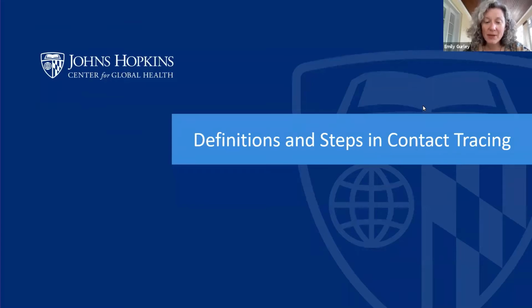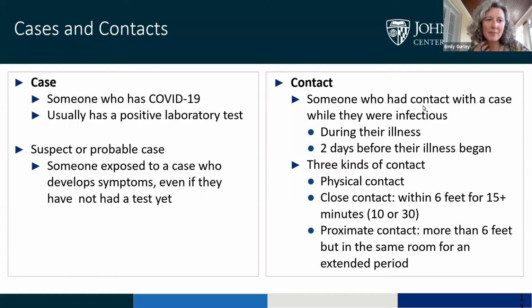So let's talk about just some basic definitions for contact tracing for COVID. So a case is someone who has COVID-19. Usually this is through a positive lab test, usually a PCR test showing that they have an active infection. There are some contact tracing programs that could use a suspect or a probable case definition. So maybe it's someone who's been exposed, who developed signs and symptoms, and you would treat them as a case even if they haven't been able to be tested yet.